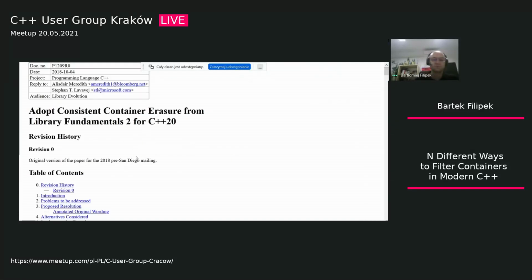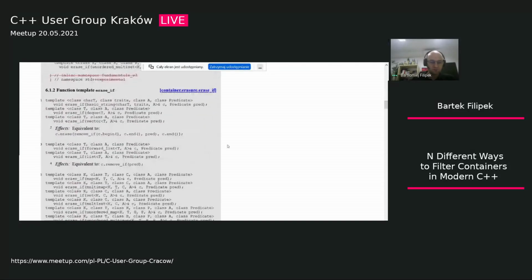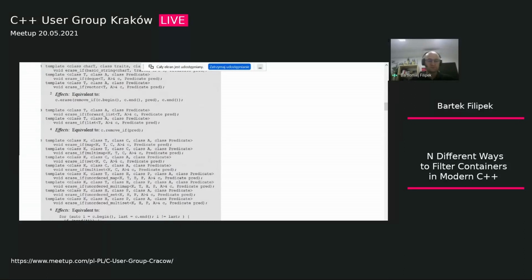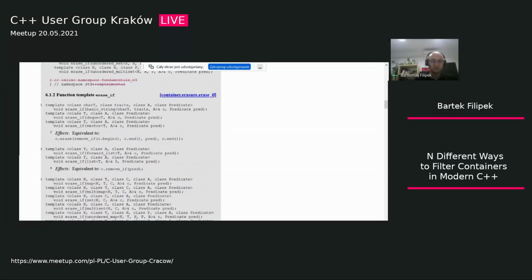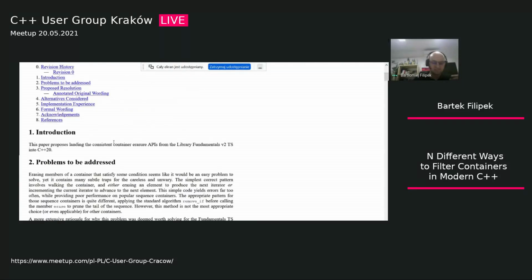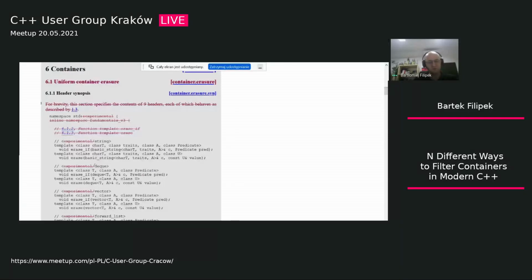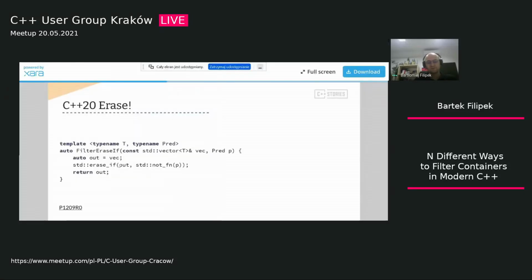This is the proposal which was added and accepted in C++20. So we can have a look. This proposal is called consistent erasure, right? And it makes a set of non-member functions for mostly all containers in the standard library. Because as you can see, I'm not passing any begin and end iterators. This is just a single container, so it's almost like a range, right?